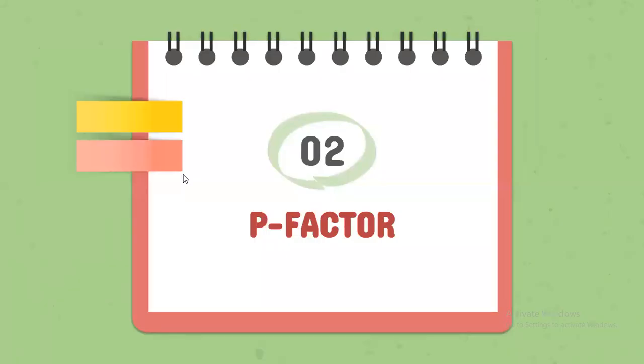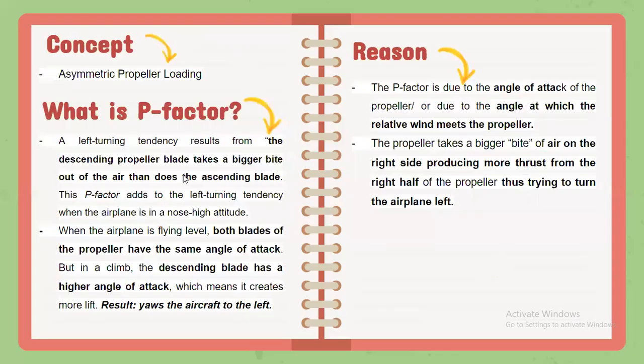The second one is P factor. The concept of P factor is asymmetric propeller loading. What is this asymmetric propeller loading? It means that the downward moving propeller blade takes a bigger bite compared to the upward moving blade. P factor, a left turning tendency, results from the descending propeller blade taking a bigger bite out of the air than the ascending blade.